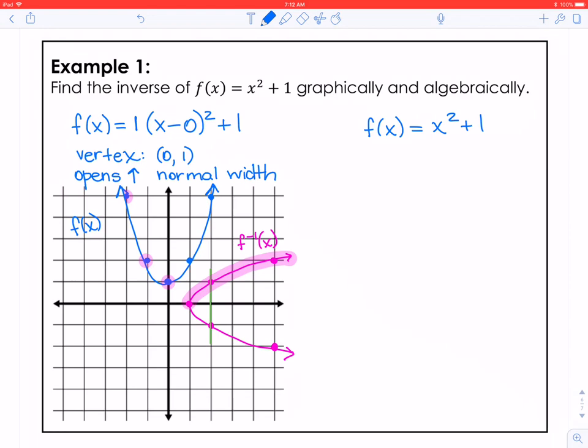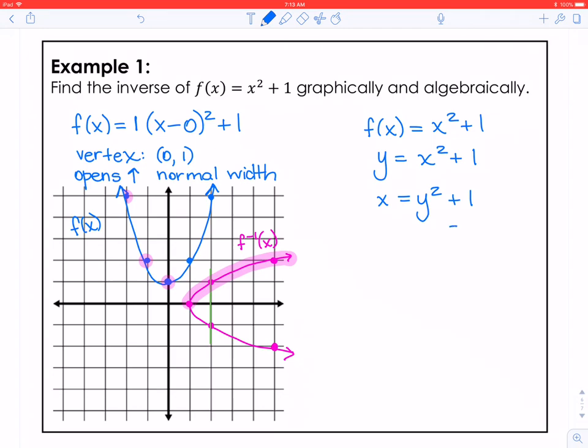Now, it might be easiest for you to think of this as y equals x squared plus 1, and you're undoing those operations, so you're solving. But remember, it's the inverse, so the domain and range are interchanged. So x is equal to y squared plus 1, and then you're solving for y.